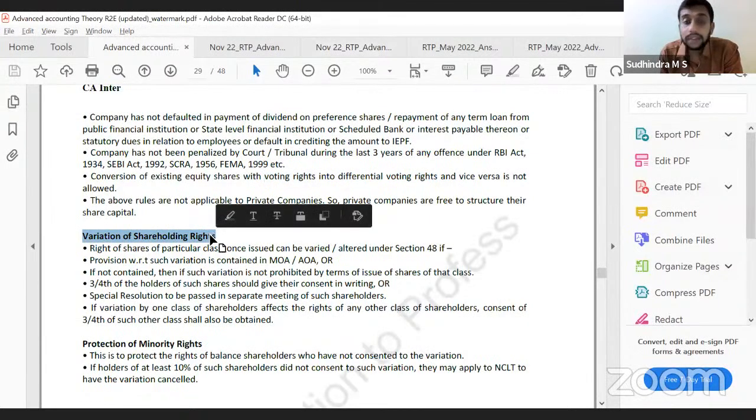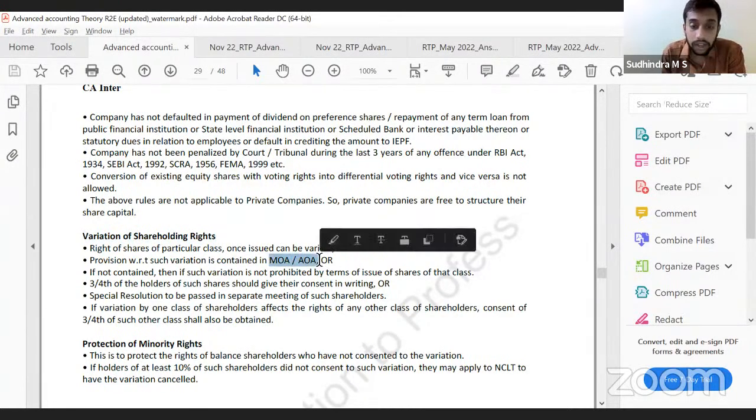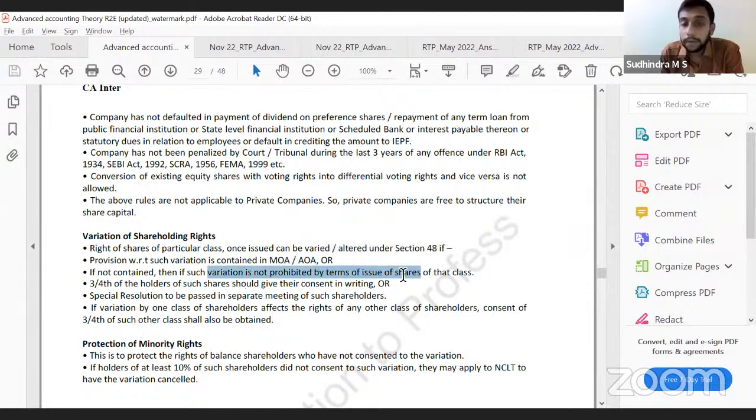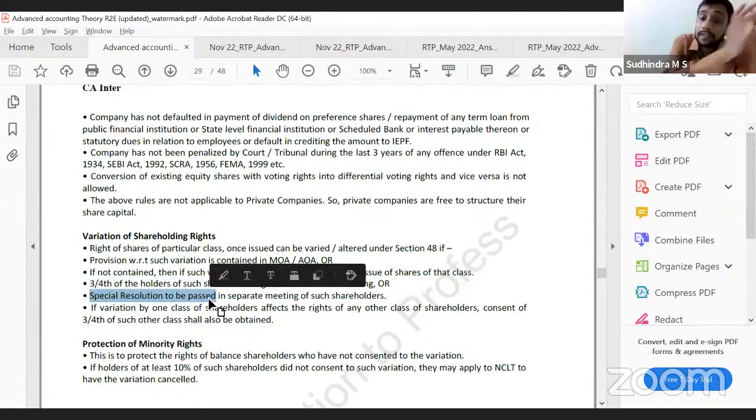Next, we had a separate discussion for variation of shareholders' rights. When can the shareholders' rights be varied? That is under Section 48. The provision must be contained in the MOA or AOA. If it is not contained in the MOA or AOA, then such variation must not be prohibited by the terms of issue of that class. Now, for variation in the rights of the shares, what do we have to do? Three-fourths of the holders of such shares should give their consent in writing, or a special resolution has to be passed at a separate meeting of such shareholders only.